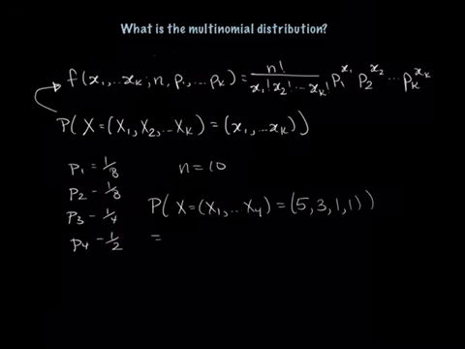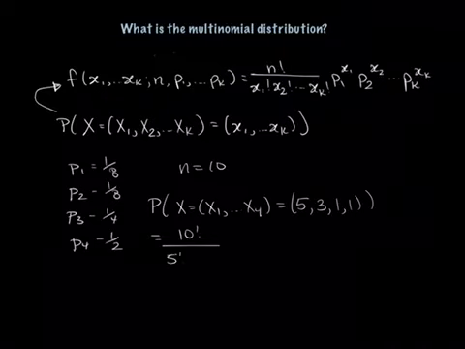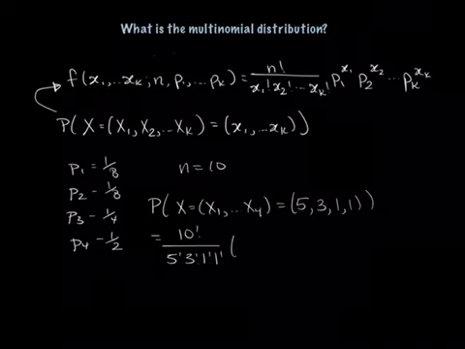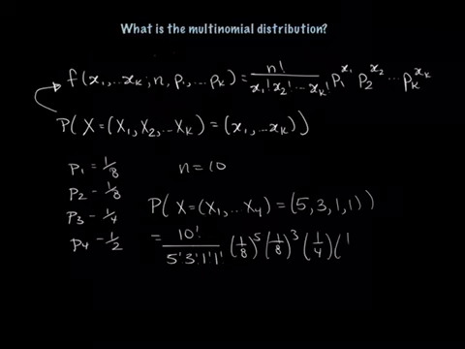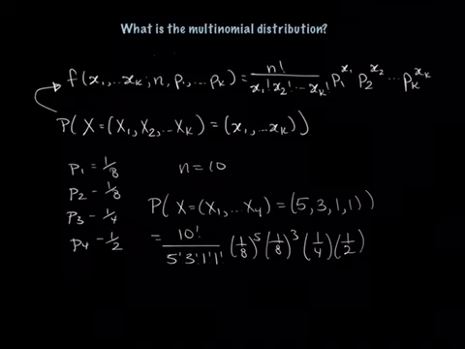Then we can find that by 10 factorial divided by 5 factorial, 3 factorial, 1 factorial, 1 factorial, times p1, which is 1/8, and there were 5 that selected this one, times p2, 1/8, 3 that selected this one, and so forth. And this is the probability that if 10 people come through, you will have this arrangement of selections.